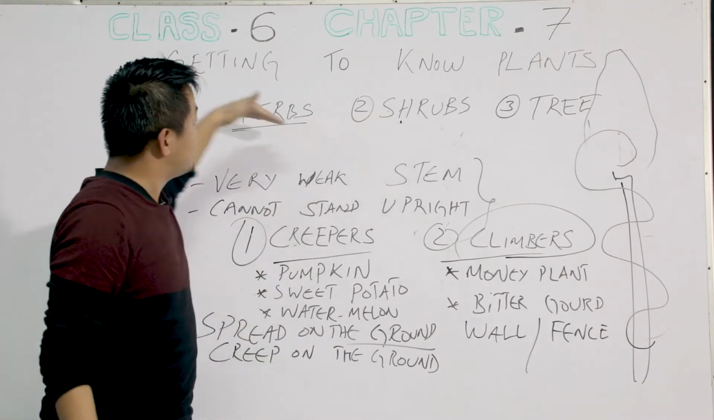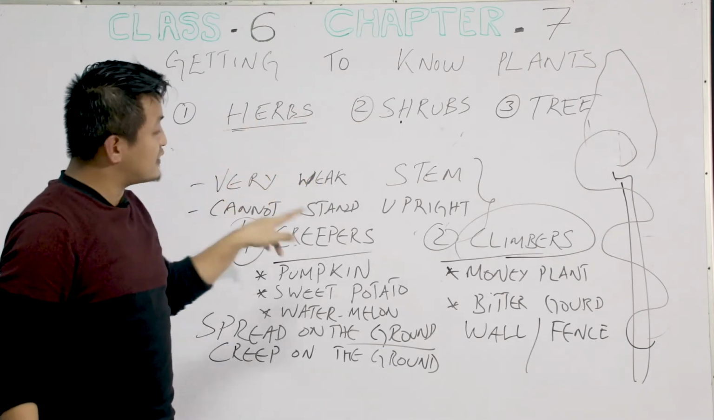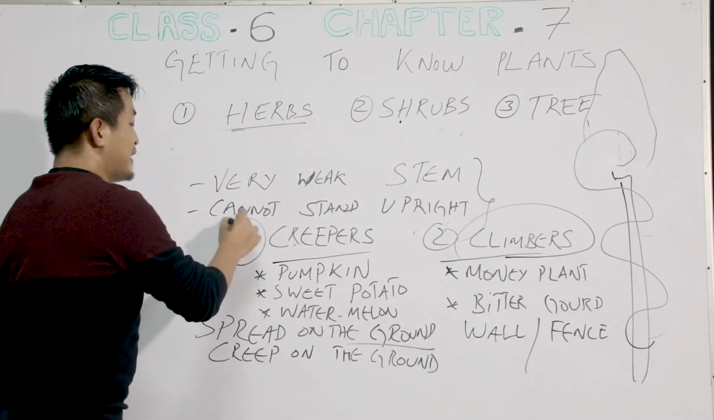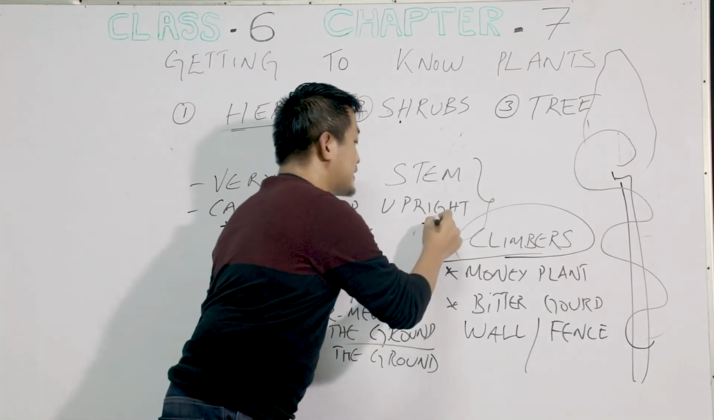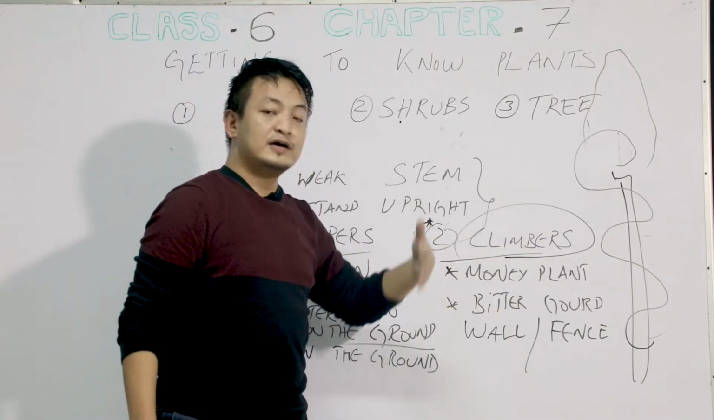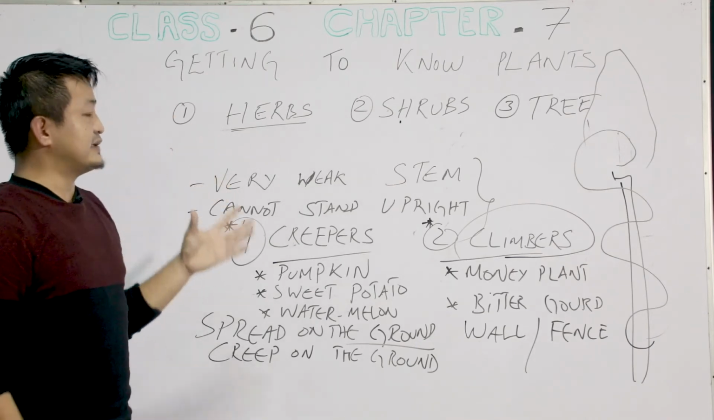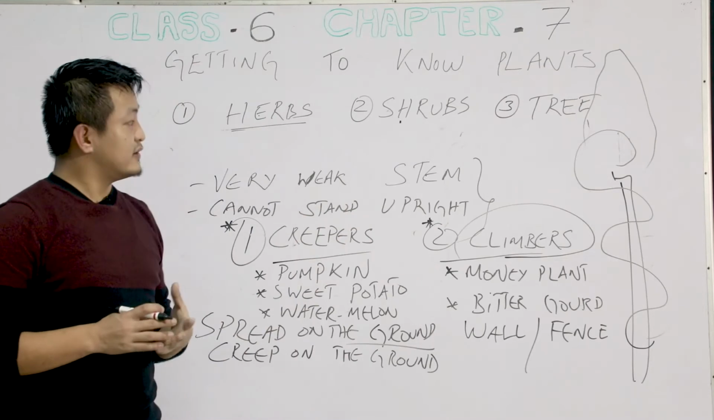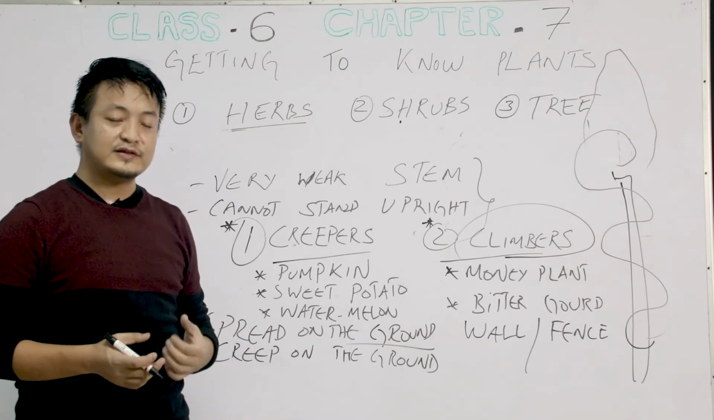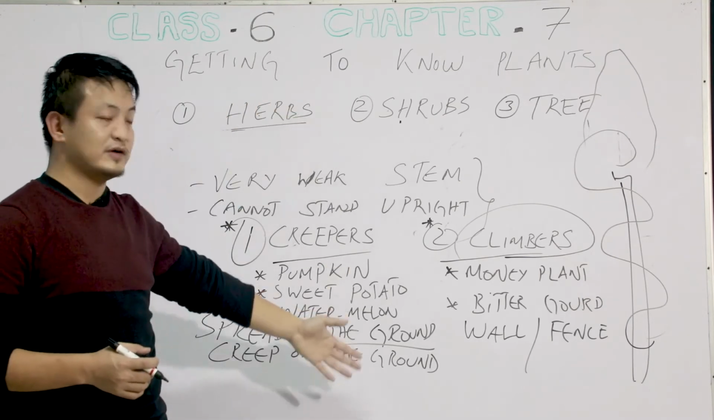Apart from the three types of plant, in addition, we also have another two types of plant whose stems are very weak. So just make note of these two plants, the creepers and climbers. Creepers spread on the ground, and climbers take the support of their surrounding one. Clear? Now we are done with the first part, the types of plant. The next topic, we'll study about the parts of the plant, which is very important. We'll study each point in detail. So you just make note of all these points.